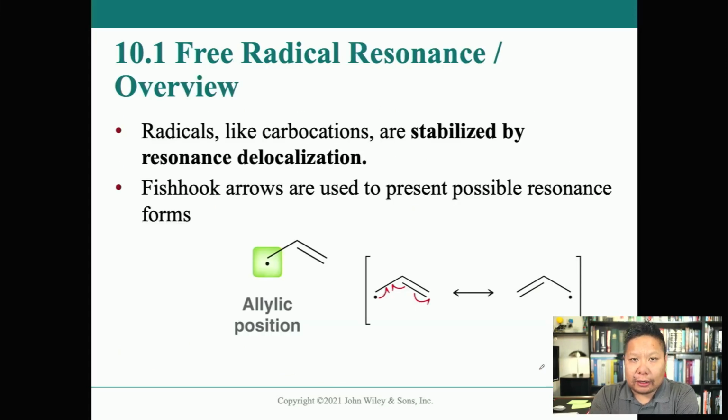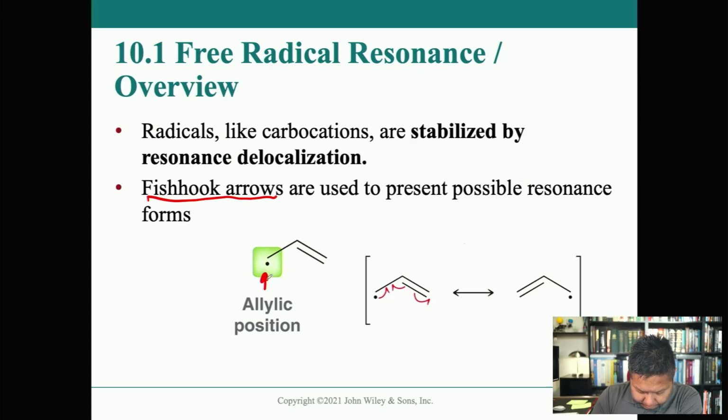So radicals, like carbocations, are stabilized by resonance delocalization. Oh no, resonance again, right? In this case, we're using fish hook arrows, or single barbed arrows, to represent the possible resonance. So here we have an allylic radical.